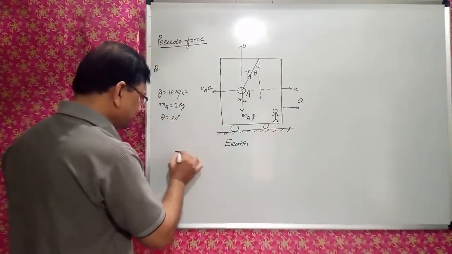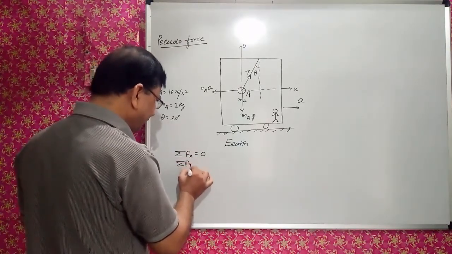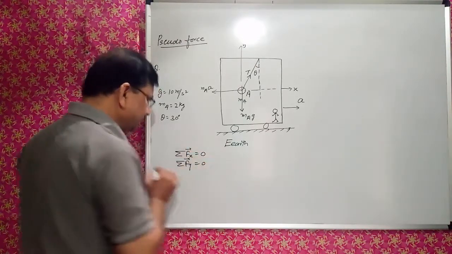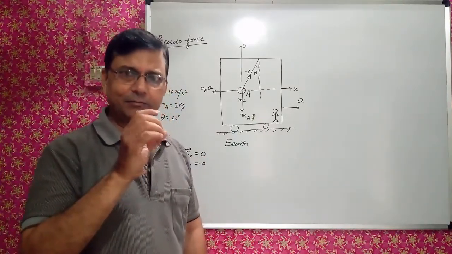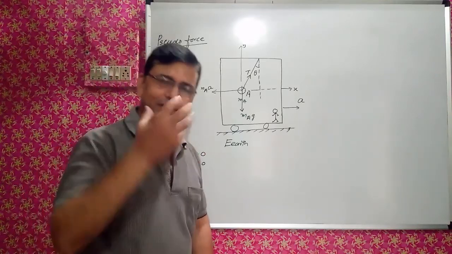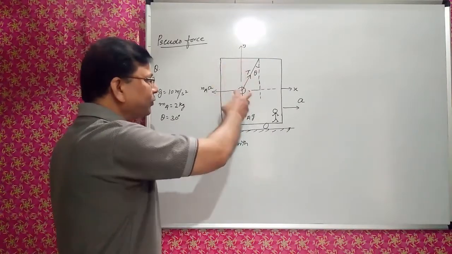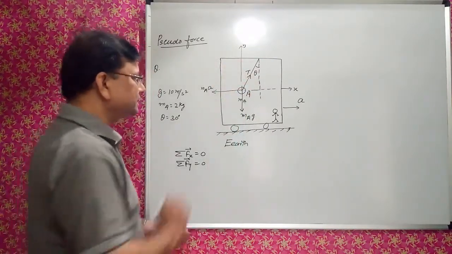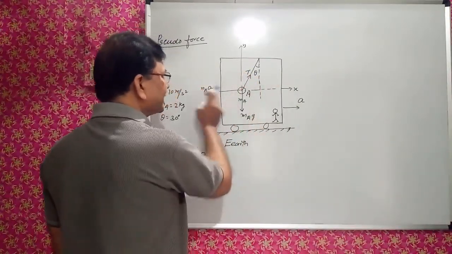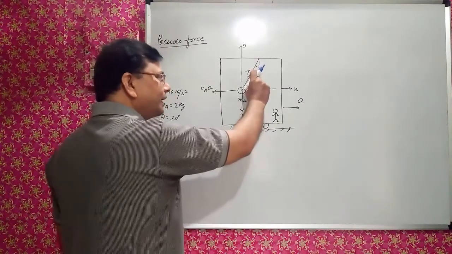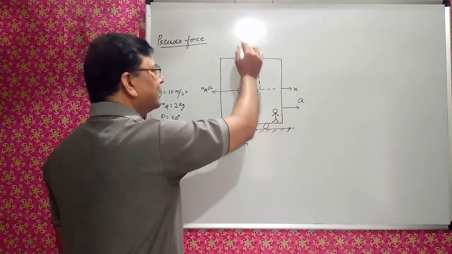So what is the condition? Sigma fx must be 0 and sigma fy must be equal to 0. This is the condition for equilibrium of an object. When equilibrium is, it is at rest with respect to the observer. Observer says it is at rest, means the net force acting on this must be equal to 0. Then we will resolve this tension in these two directions, because this is along x-axis, this is along y-axis, only T is in a different direction, so we will resolve this tension in x and y.